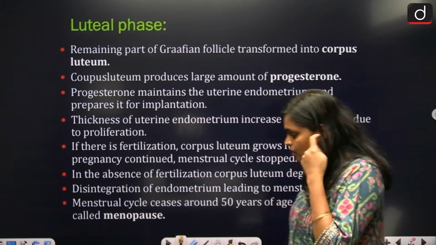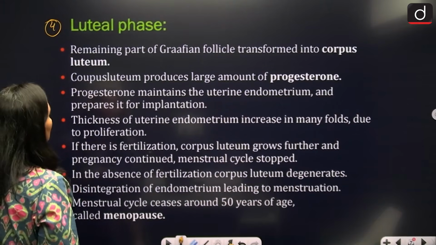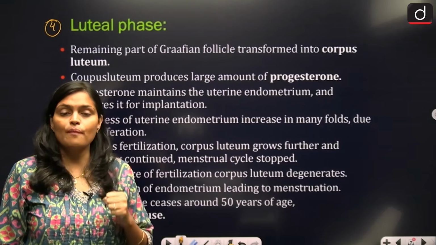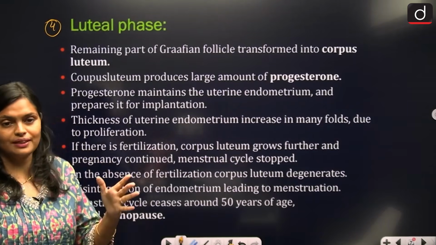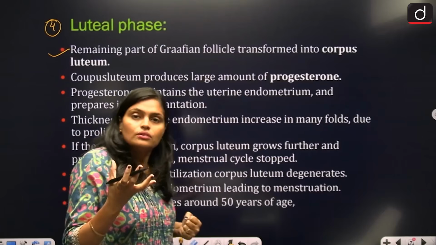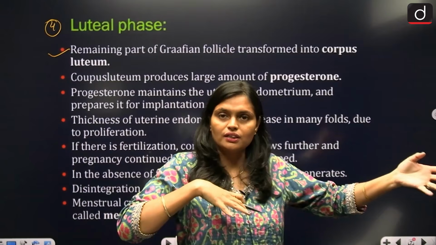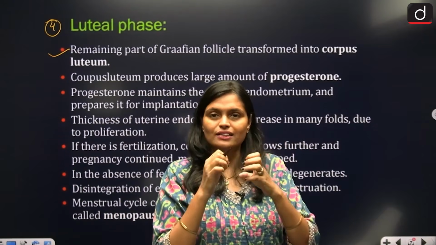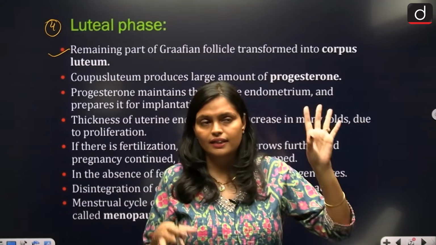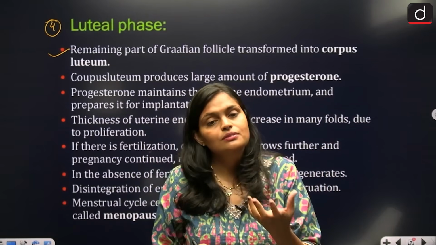Then we have the luteal phase. This is the fourth phase. The remaining part of the Graafian follicle is now transformed into the corpus luteum. Once the ovulation is done, once the egg is released from the Graafian follicle, the Graafian follicle is called a corpus luteum. Simple. जब Graafian follicle से secondary oocyte निकल जाते हैं, अब उसको हम क्या कहेंगे? We are calling it a corpus luteum.